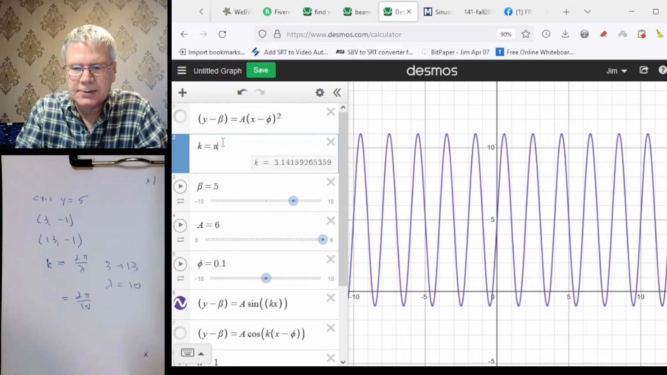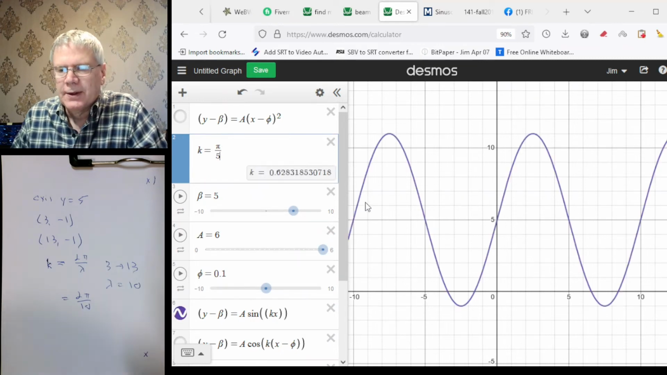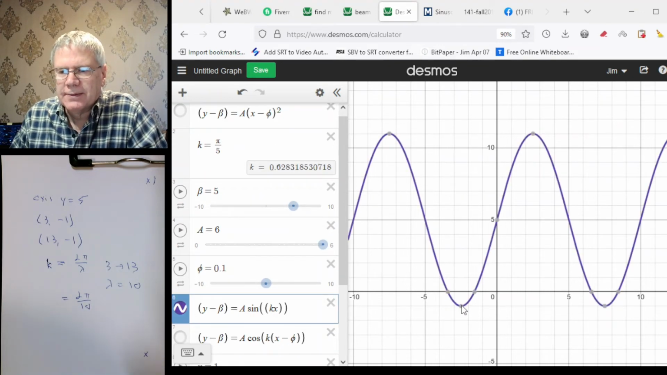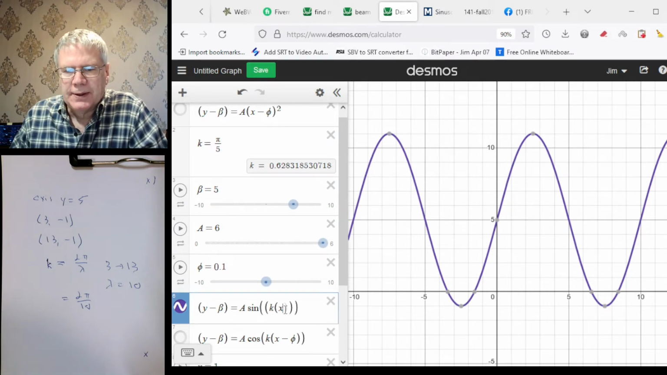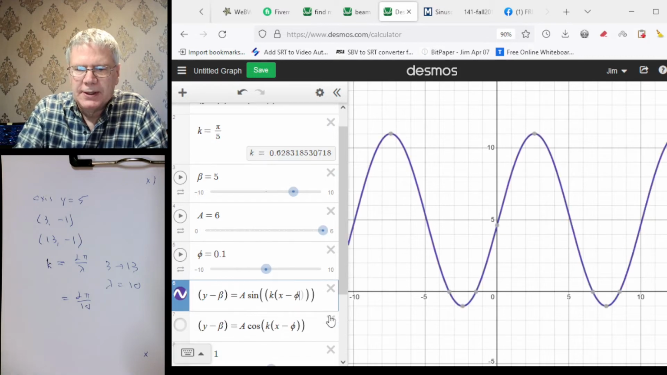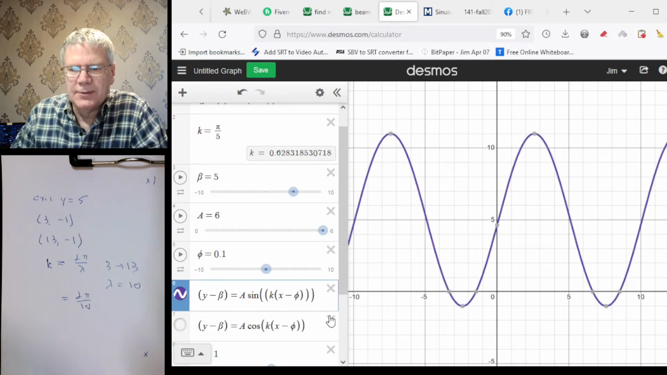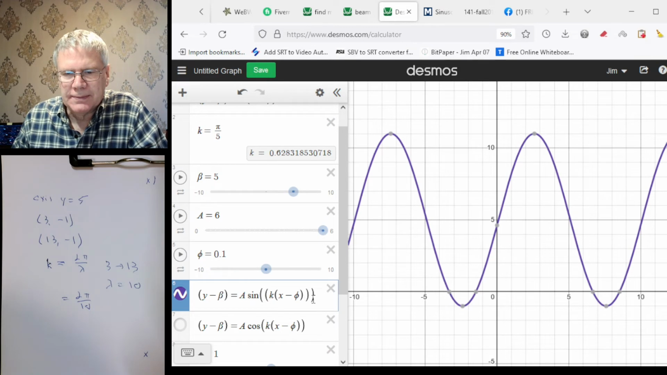So let's write this as pi over 5. And let's see, now we go from minus 2.5 to 7.5. So our wavelength, or our distance between subsequent minimums, is now 10. And that's what we wanted. So we have one more thing we have to do, and that's to move this. So let's do x minus phi, so if I subtract phi, I'm moving it to the right by phi.